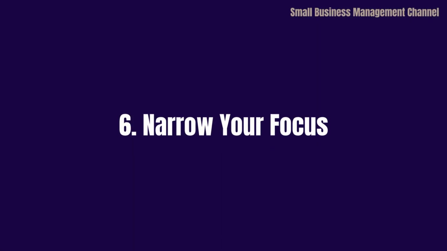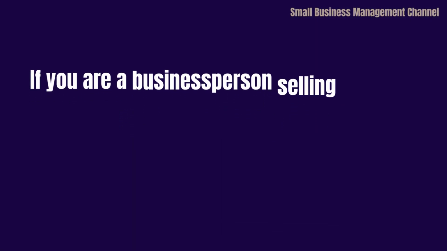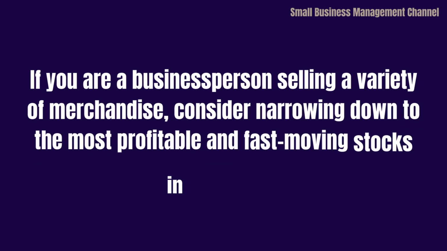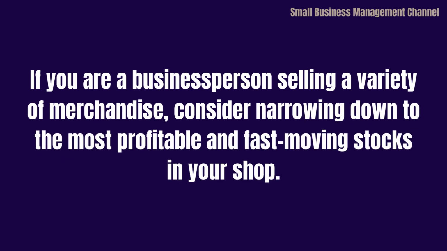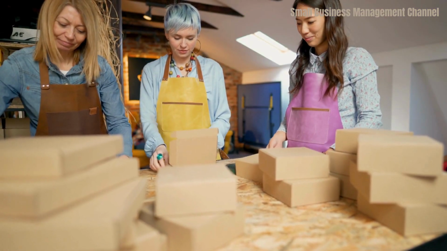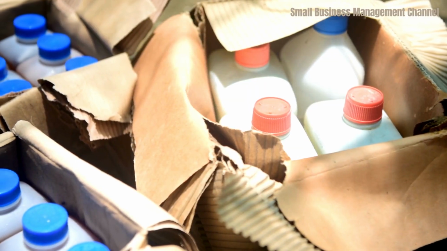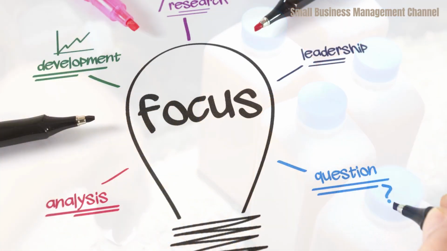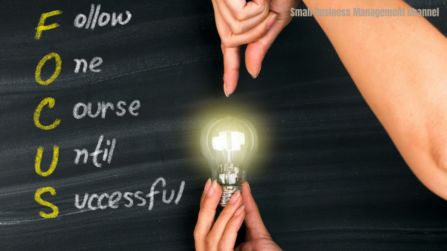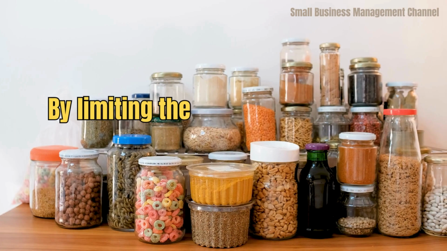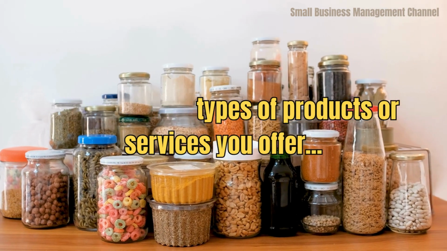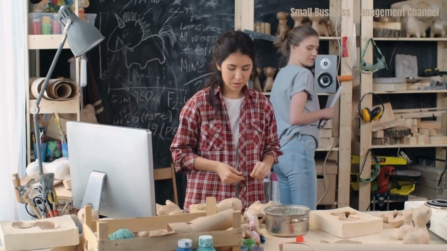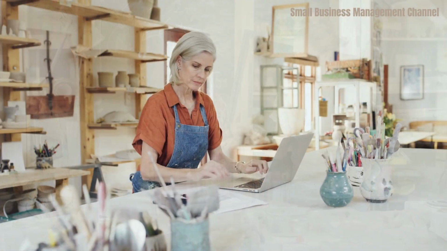Number 6. Narrow your focus. If you are a businessperson selling a variety of merchandise, consider narrowing down to the most profitable and fast-moving stocks in your shop. Eliminate any other products that are slow-moving, which often result in wastes in terms of expiries and damages. Narrowing your business focus is one of the most effective strategies for cutting costs in business. By limiting the types of products or services you offer, your business will be more productive and produce higher quality work.